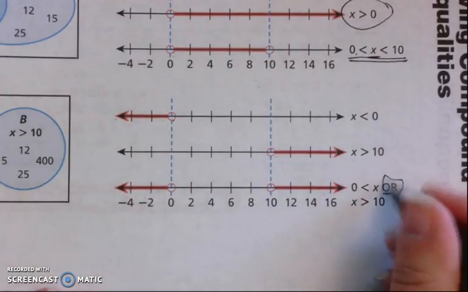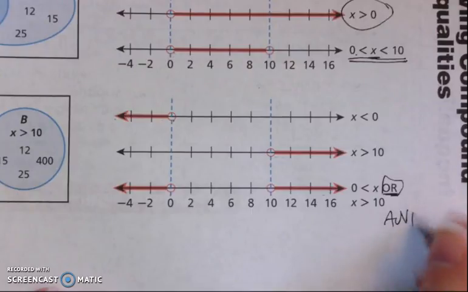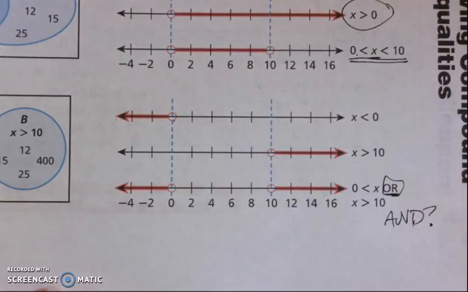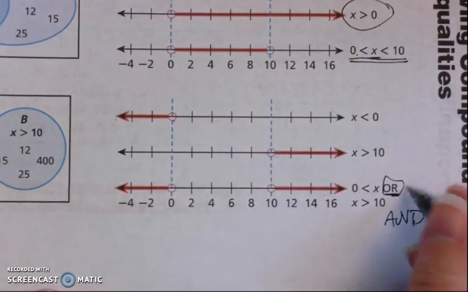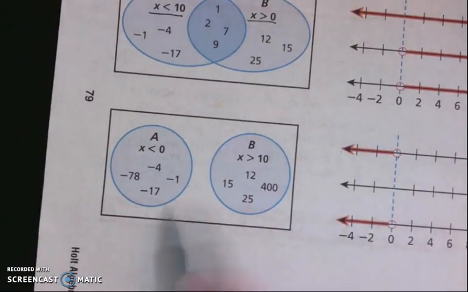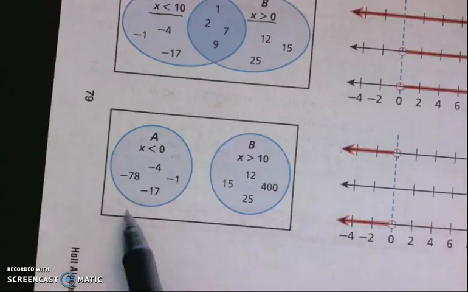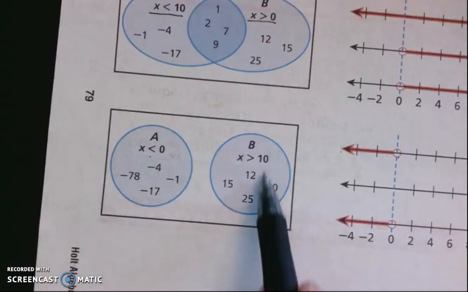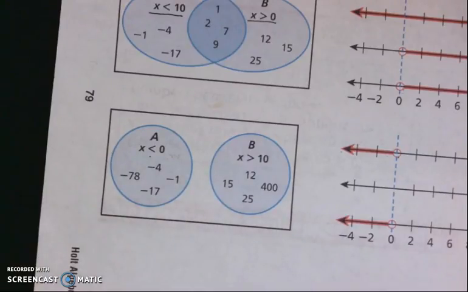Now why do we use the word or instead of the word and? Well, think about that. Are there any numbers that are less than 0 and greater than 10? Is that even possible? No, it's not possible. None of those numbers are the same. That's why it's the word or instead of and. And that's why our Venn diagram has no overlap, because none of these numbers less than 0, which would all be negatives, can be greater than 10. None of them are both. So we have the word or there.